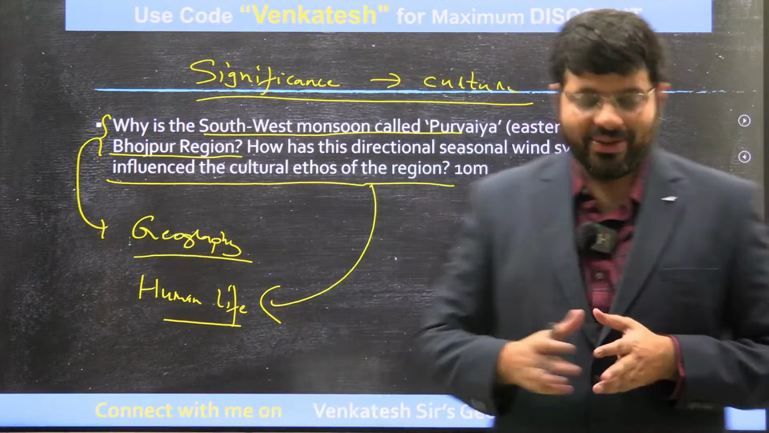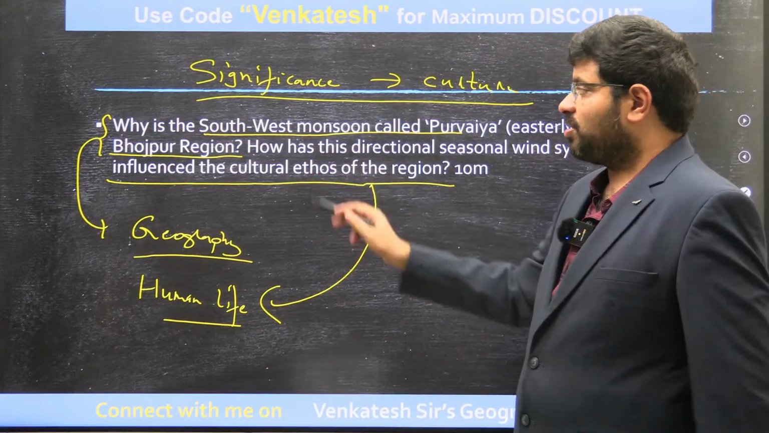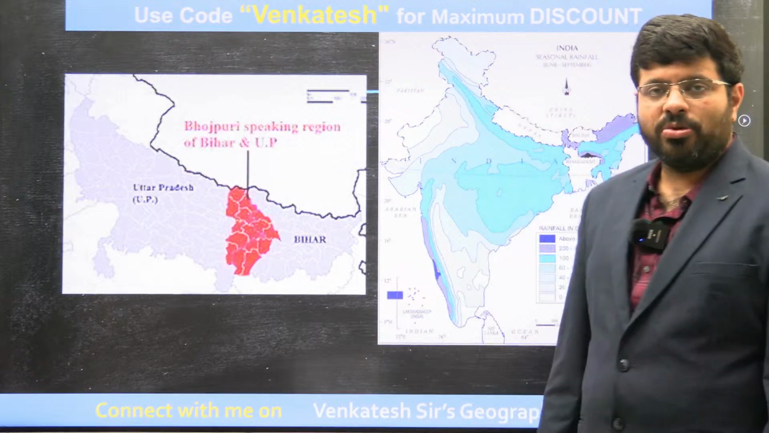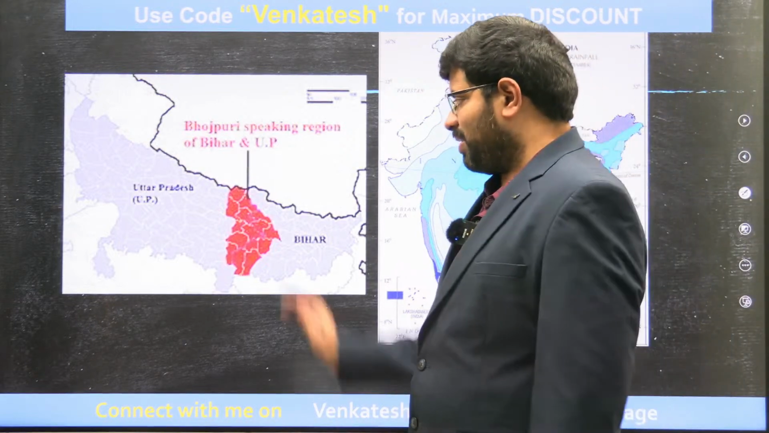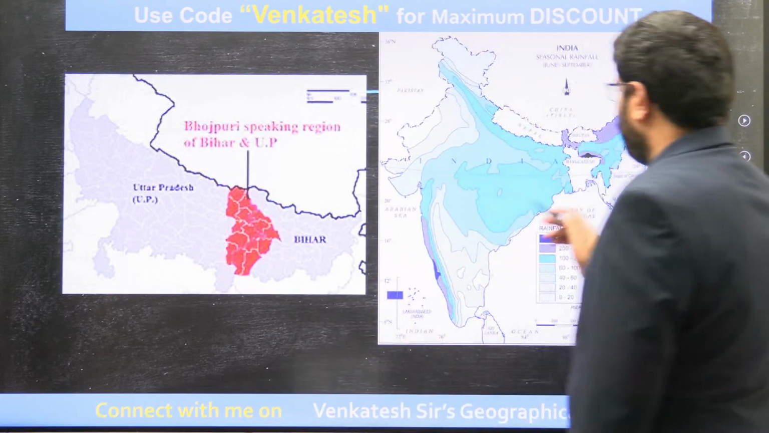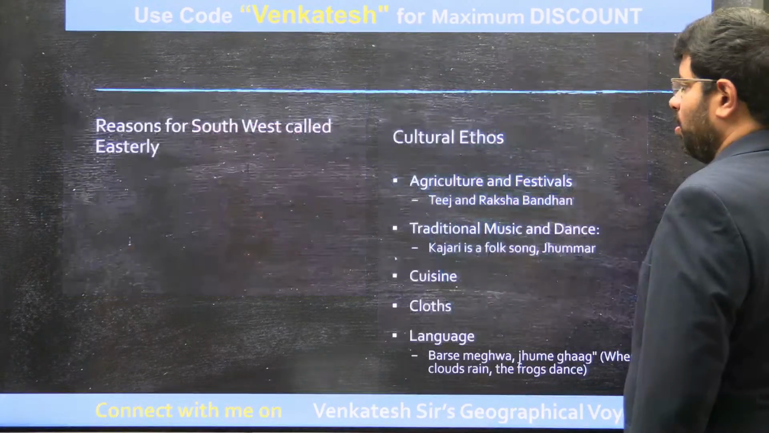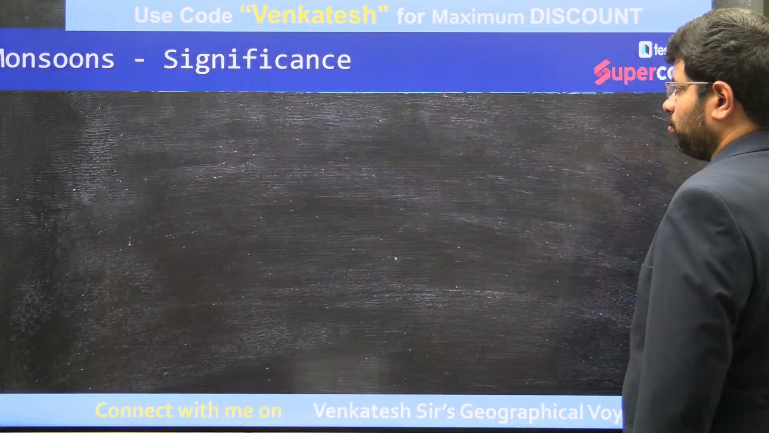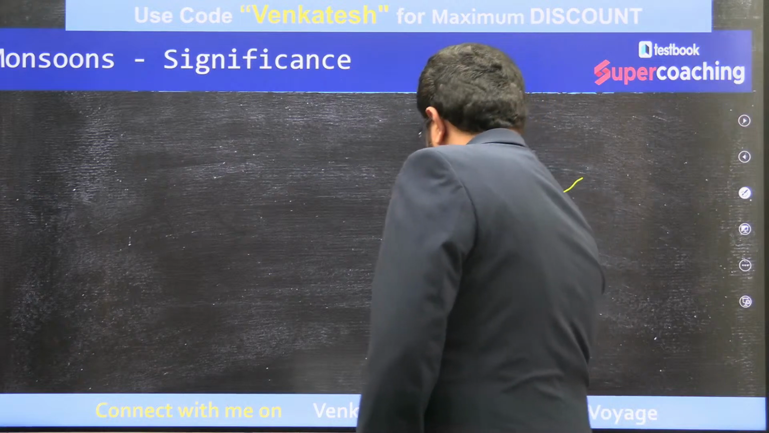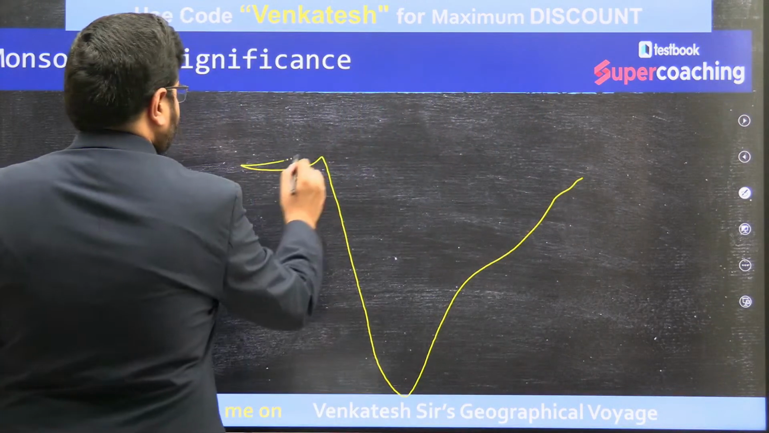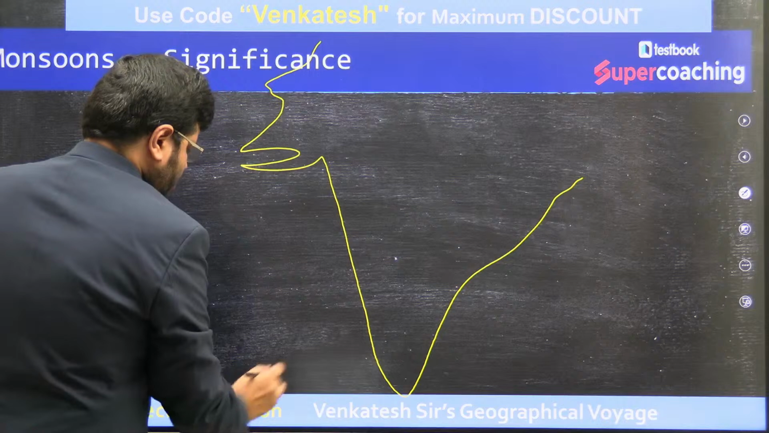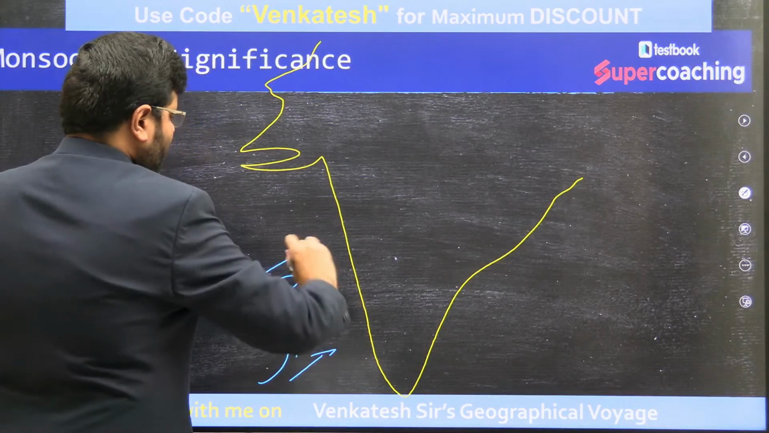Now, I will explain this concept. So these are the cultural ethos. Why it is called Purvaya is, when you see the Bhojpur region, this is the Bhojpuri speaking region at the borders of UP and Bihar, you can say. Now here, when you talk about monsoons, what happens is, if you see it here, the monsoonal winds first enter as part of the southwest monsoons.